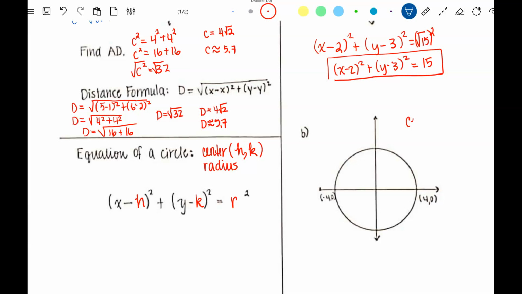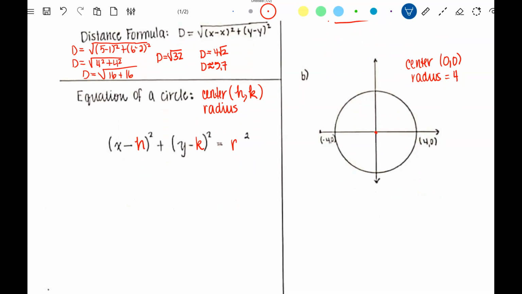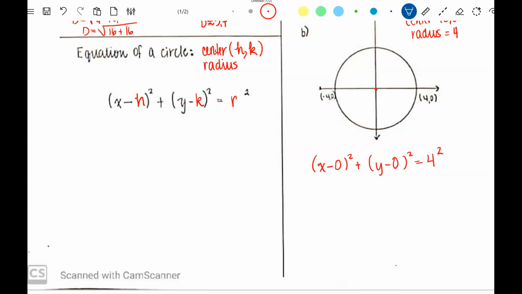For B, we need the center and we need the radius. The center is going to be halfway between these 2 points. It looks like it's 0, 0, and halfway between -4 and 4 is 0, 0. And the radius is 4. So our equation, x minus something squared plus y minus something squared equals the radius squared. So x minus 0 and y minus 0 equals 4 squared. I'm going to simplify. X minus 0 is just x, so x squared. And then y minus 0 is just y, plus y squared equals 4 squared, which is 16. And that is your equation.